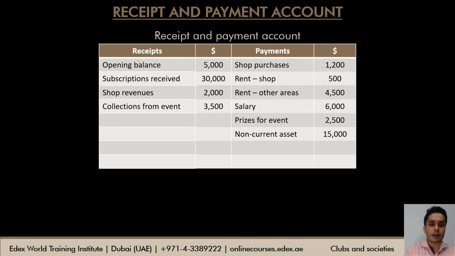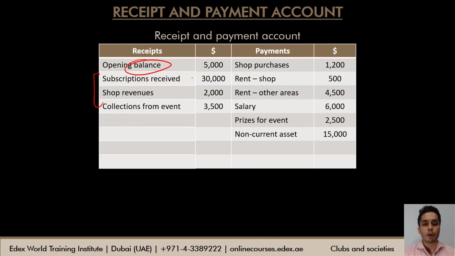If you see here, the receipt and payment account is starting with an opening balance. Now this is a positive balance and hence on the debit side or on the left side. But if this was an overdraft balance, the opening balance could obviously start from the right side. The left side will have all the receipts during the period.